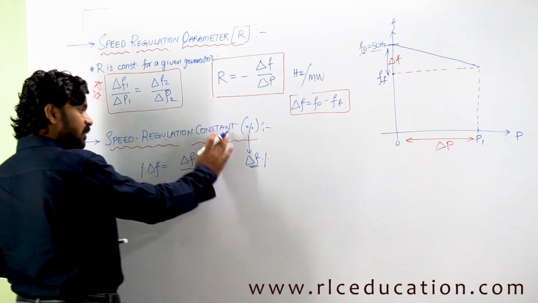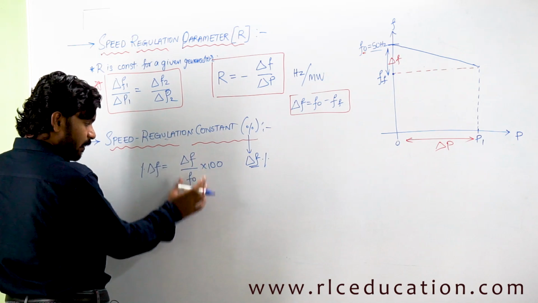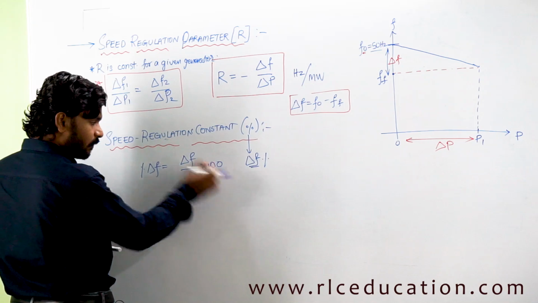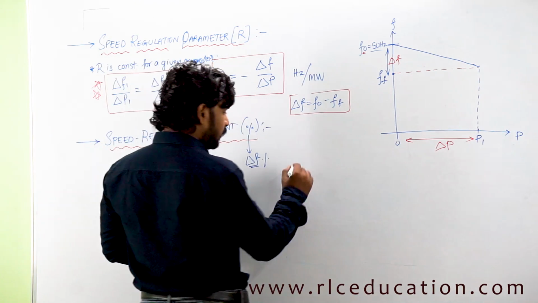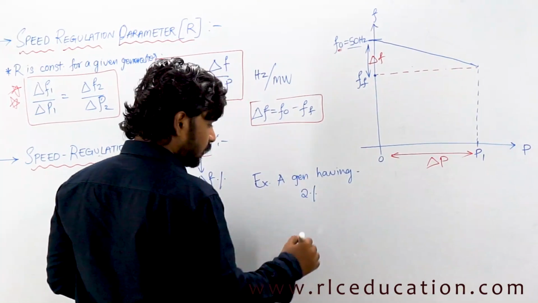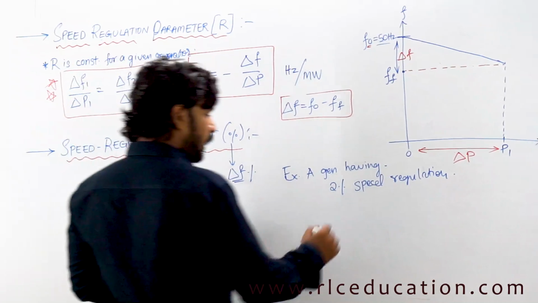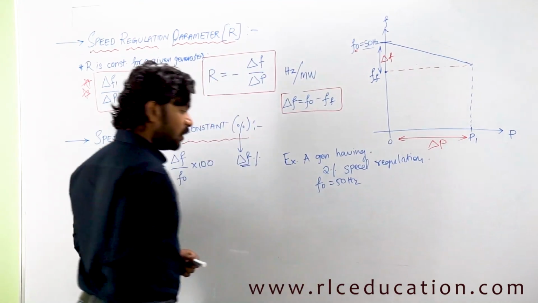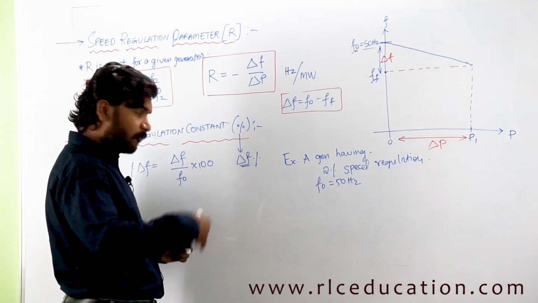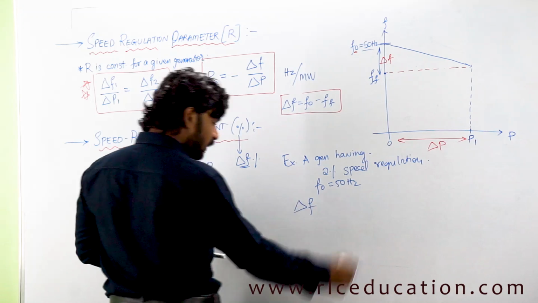So speed regulation constant percentage is nothing but the change in frequency with respect to the no load frequency, into 100. Let us say a particular generator is having, for example, 2% speed regulation and it is operating at no load frequency of 50 Hertz. So what is the change in frequency when it is loaded fully?